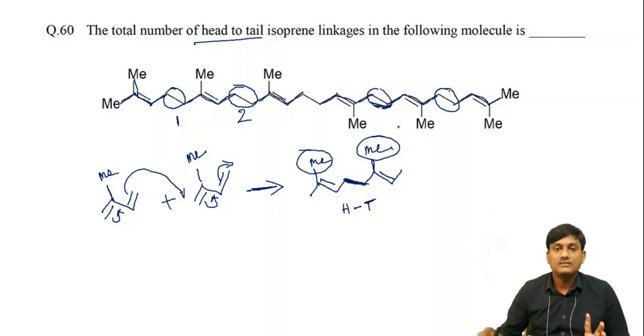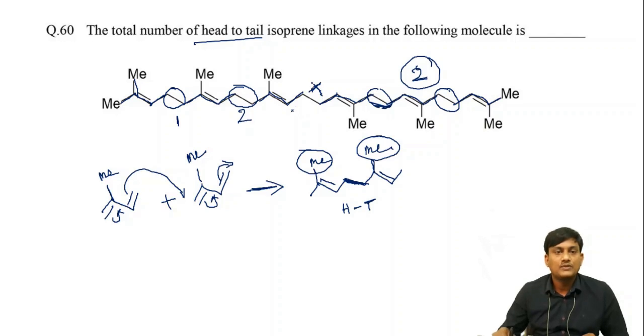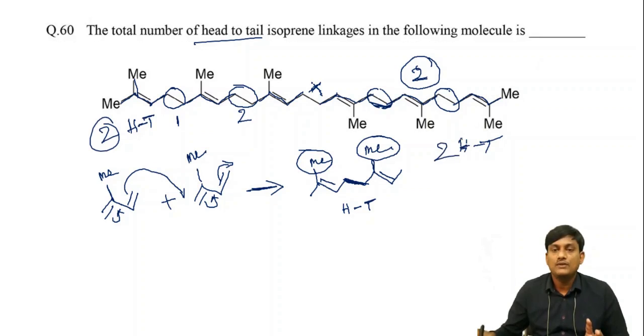So here how many head-to-tail isoprene linkages are there? Here you have 2 head-to-tail isoprene linkages. So this one is not a head-to-tail isoprene linkage. This one is not head-to-tail. It's a tail-to-tail linkage you have here. So how many head-to-tail isoprene linkages are there? From this side you have 2 head-to-tail linkages, and from this side you have 2 head-to-tail linkages. So finally you have 4 head-to-tail linkages, 4.